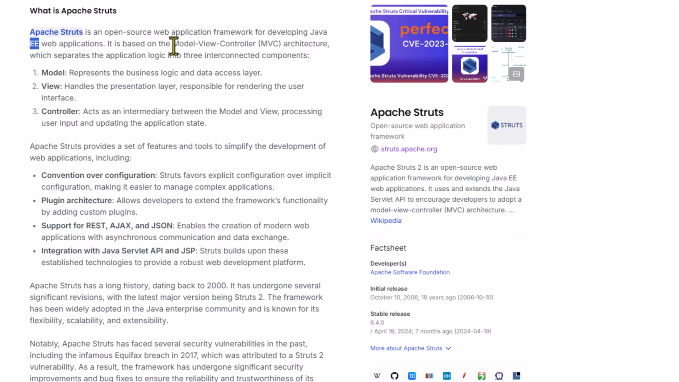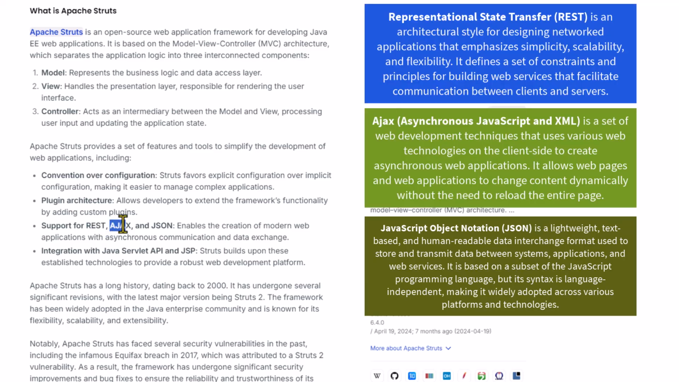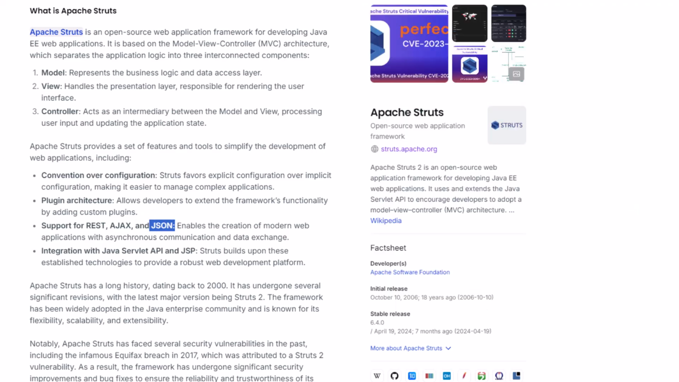And then it's using a controller called MVC, Model View Controller. They give you some definitions of this and why it works that way. The other thing that I wanted you to see down here is that it provides a set of features and tools that simplify the development. And it's talking about REST, AJAX, and JSON. And my point with this video is cybersecurity is just an amazing, immense topic.